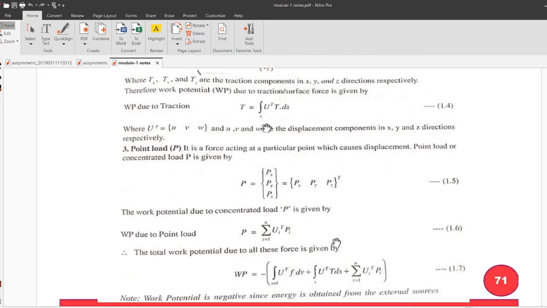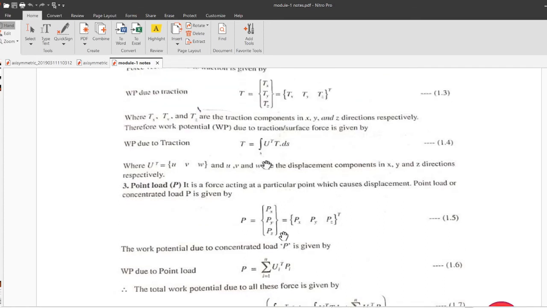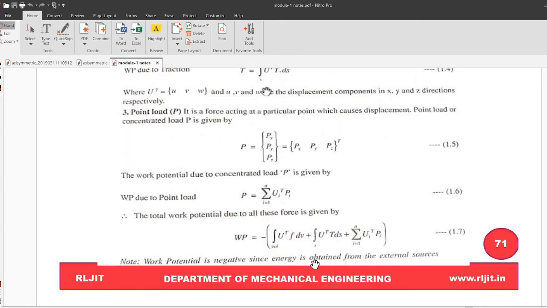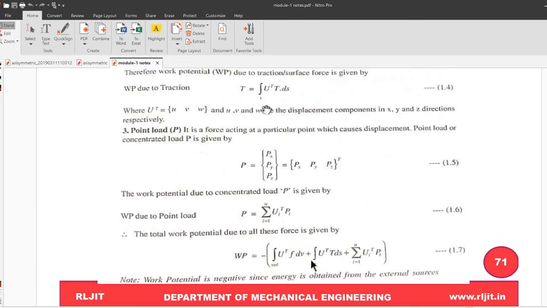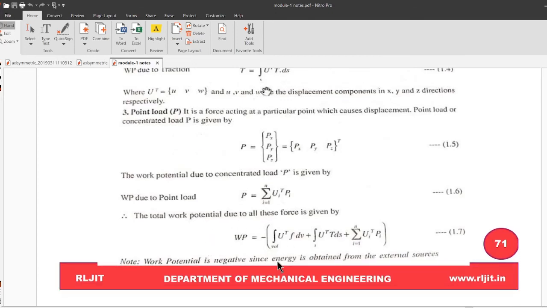Therefore, the total work potential becomes the sum of the work potential due to body force, the work potential due to traction force, and the work potential due to point load. All are negative because of why? Energy is obtained from the external source. That is why this is called work potential.